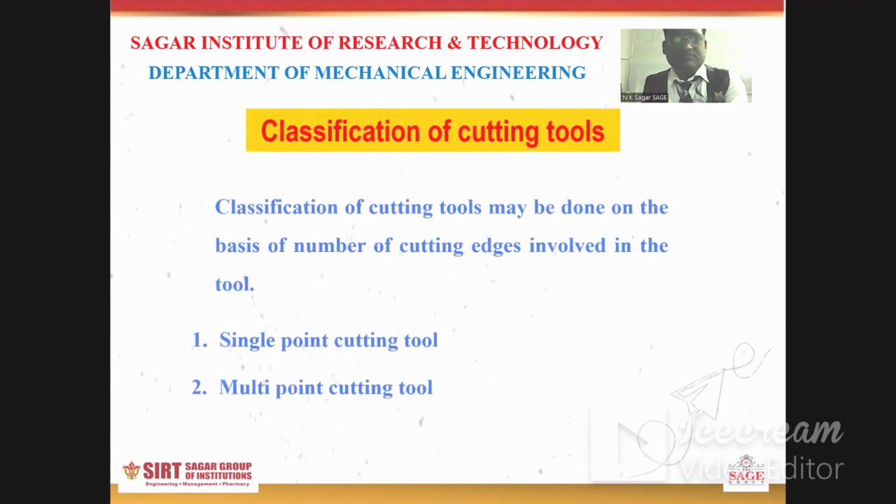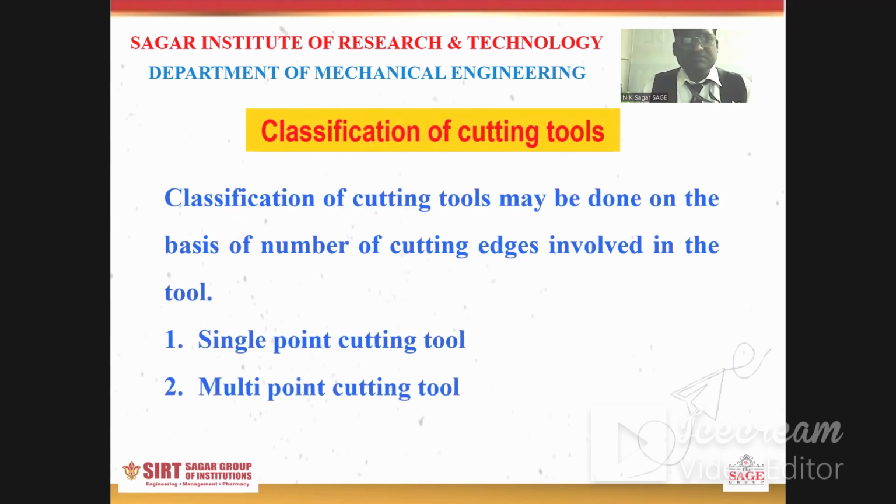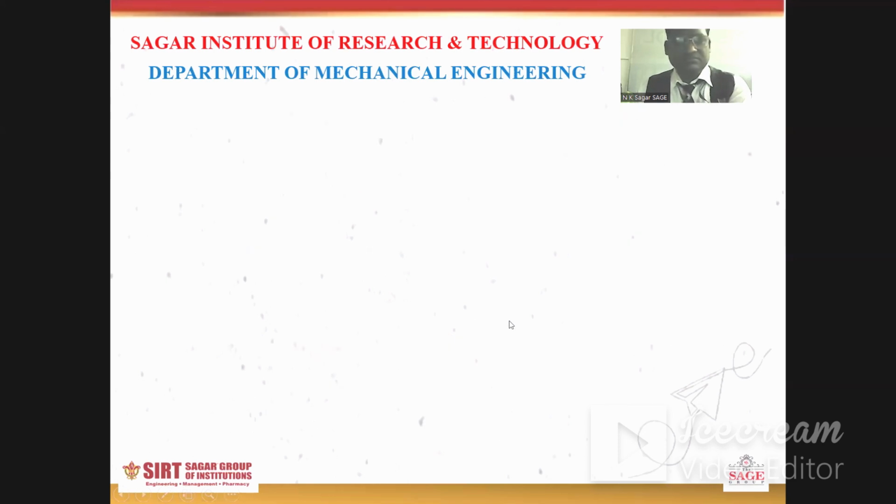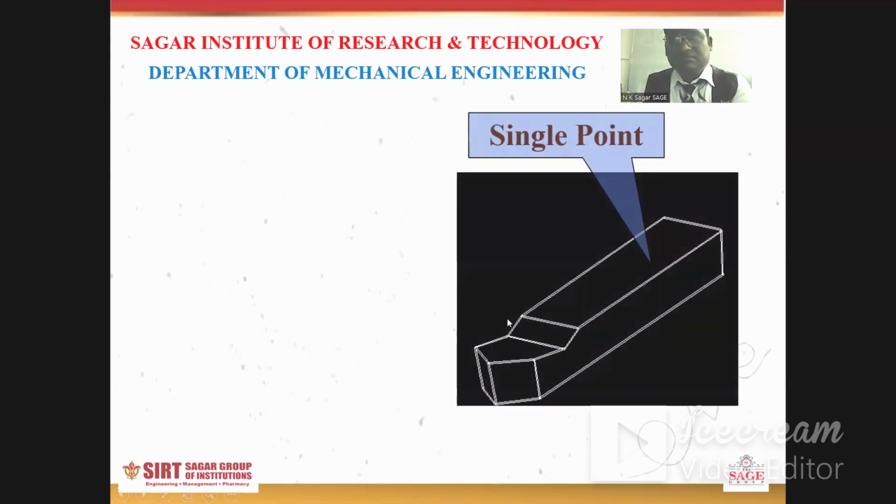So this part we have discussed in the previous session about the classification of cutting tools. And we discussed that the classification of cutting tool is based on the number of cutting edges involved in the cutting tool. On the basis of that, we have classified cutting tool into two categories: single point cutting tool and multi-point cutting tool. This is single point cutting tool.